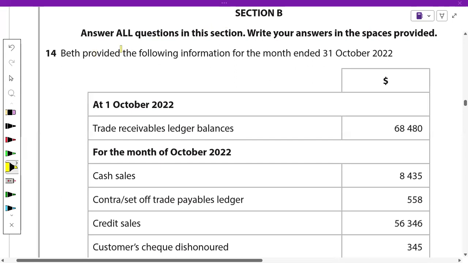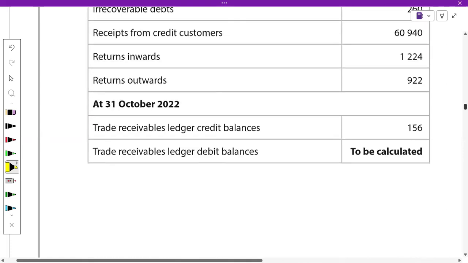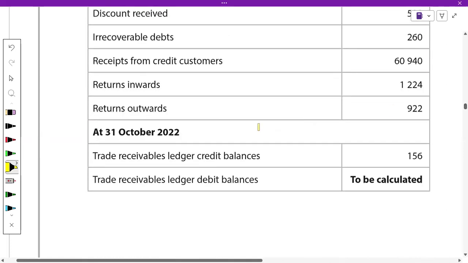Okay, so we have question number 14. So answer all the questions, okay. Question number 14 says that Bates provided the following information for the month ended 31st October 2022. We have the balance b/d, which means the opening balance, 68,480. And we have some transactions for the month of October 2022, and we have the current balances, and we have to calculate the trade receivable debit balance.